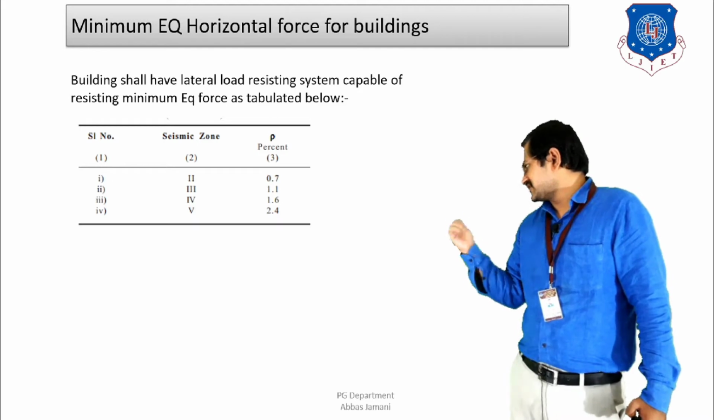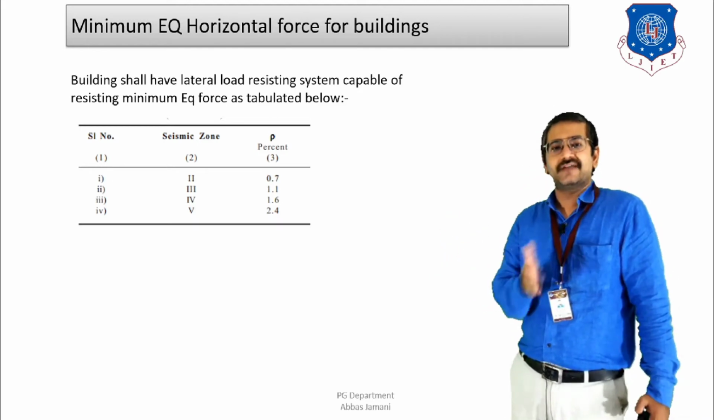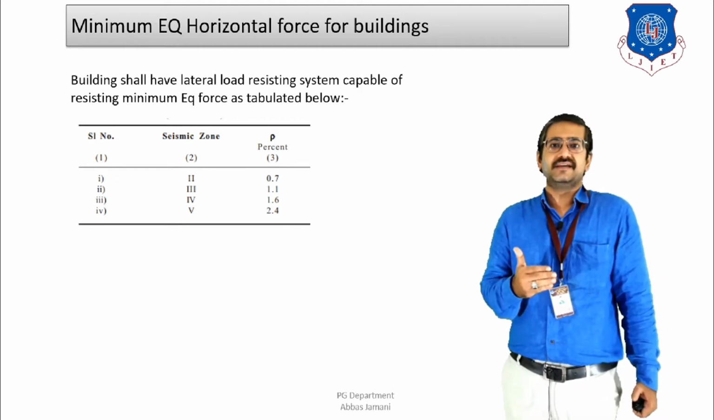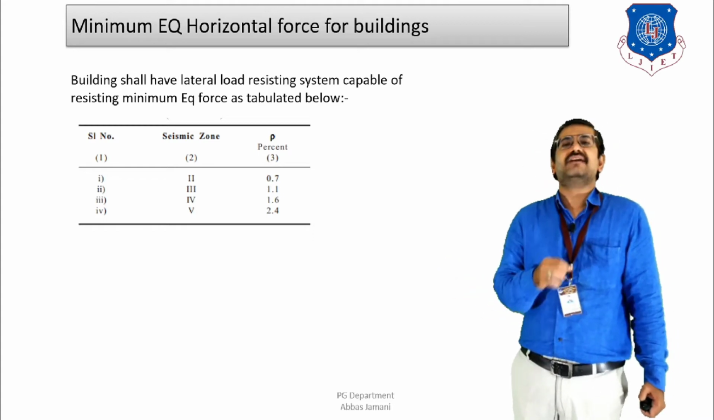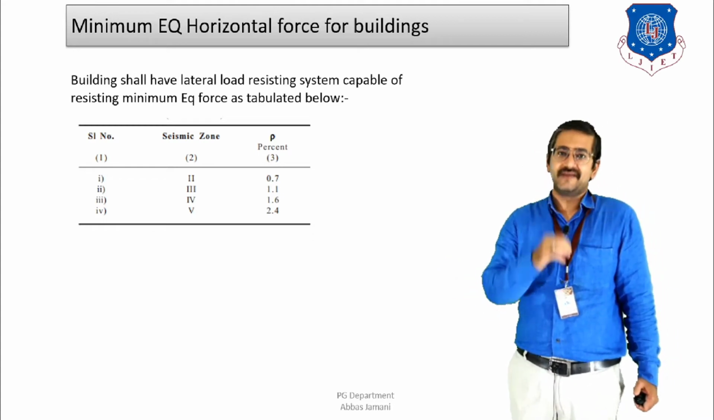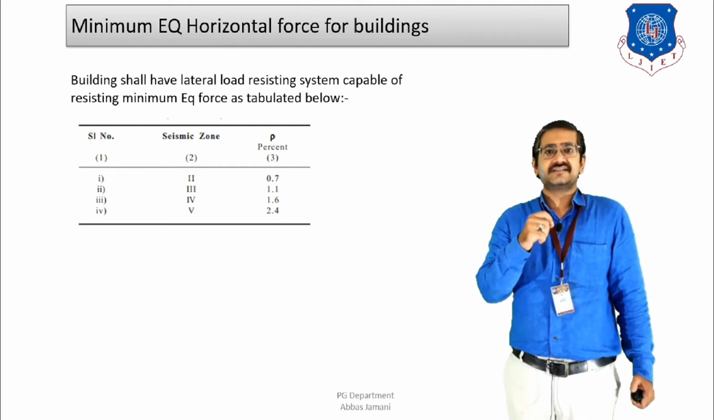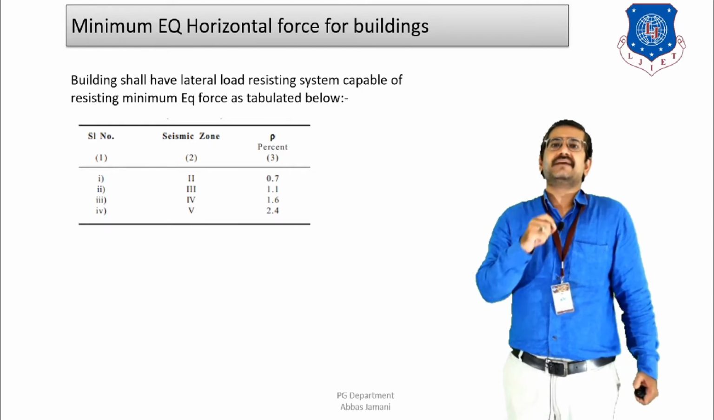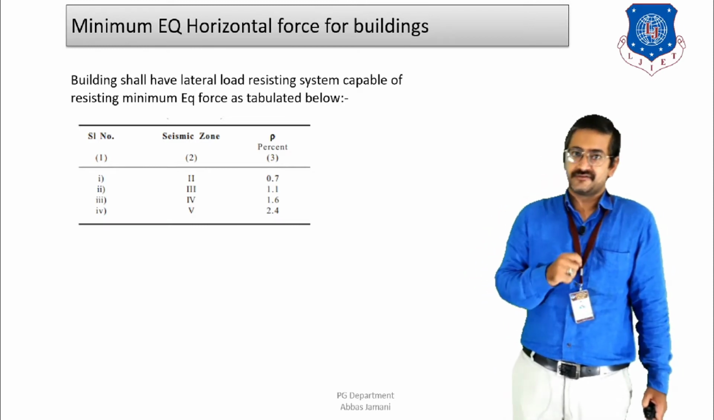Similarly, for zone 3 the value is 1.1, for zone 4 the value is 1.6, and for zone 5 the value is 2.4. So, we know that zone 5 is going to be a high seismic prone zone, so there the minimum criterion is 2.5%. Any building which is going to be constructed in zone 5, whether it is designed for earthquake or not, the lateral force resisting system that is an integral part of that particular structure should have the capacity to at least resist the earthquake of 2.5%, right?